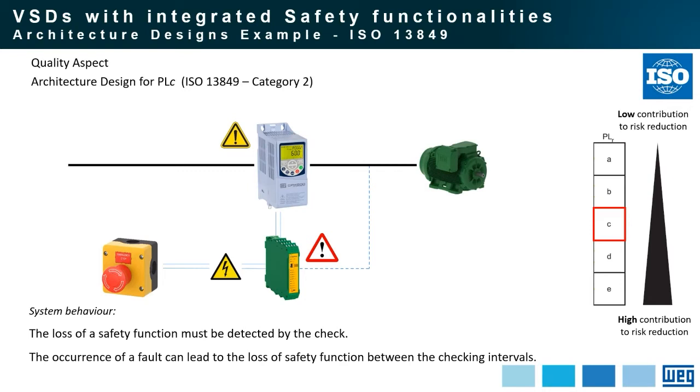But the occurrence of a fault can lead to the loss of safety functions between the check-in intervals. And so there are some conditions in which the machine will not be safe, but the safety relay will help to detect the main problems and the main faults. This is an acceptable condition for performance level C, and so this one is also approved.